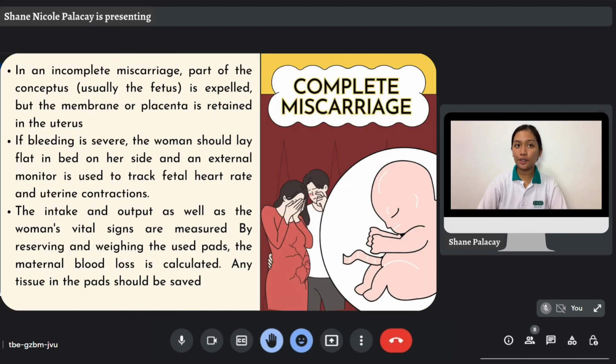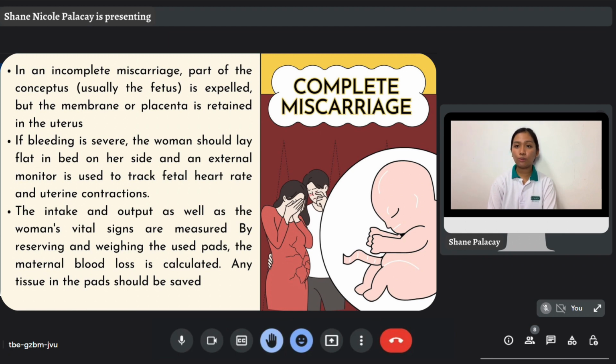In a complete miscarriage, part of the conceptus, usually the fetus, is expelled, but the membrane or placenta is retained in the uterus. Take note that vaginal bleeding may last for several days and cramping is similar to labor or severe period pain. This is due to the uterus contracting to empty in order to expel the fetus and the placenta. For the management, if bleeding is severe, the woman should lay flat in bed on her side and an external monitor is used to track fetal heart rate and uterine contractions.